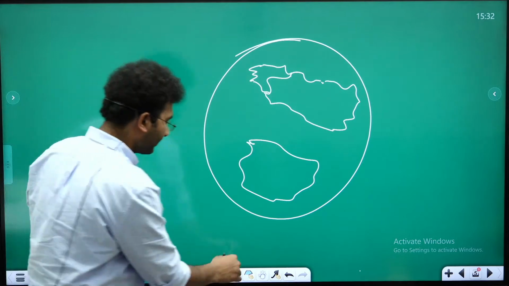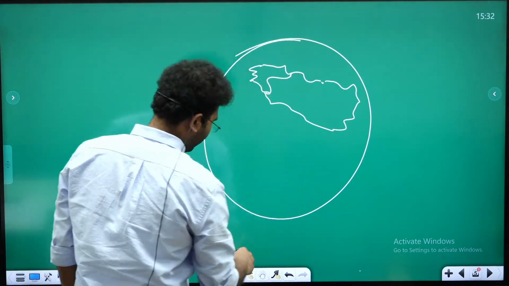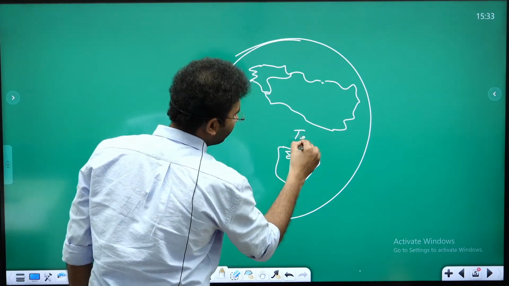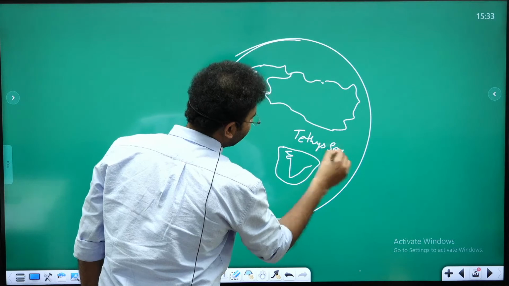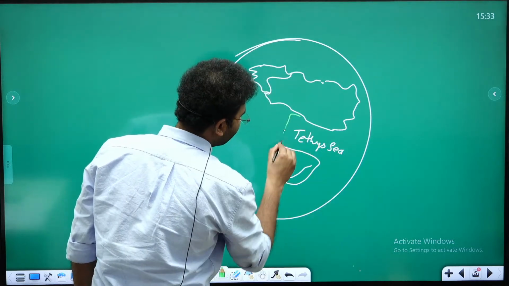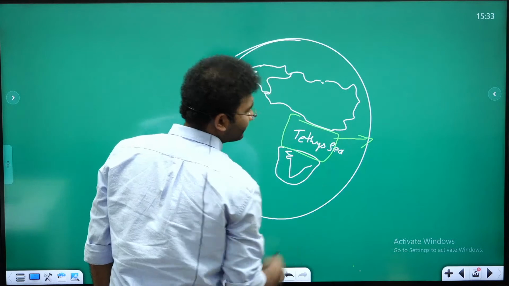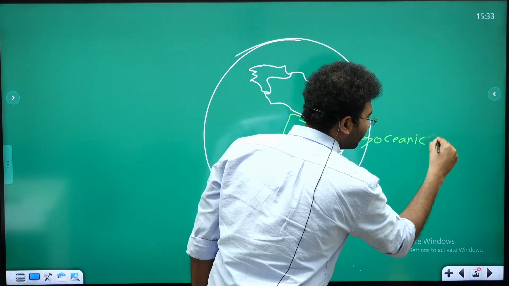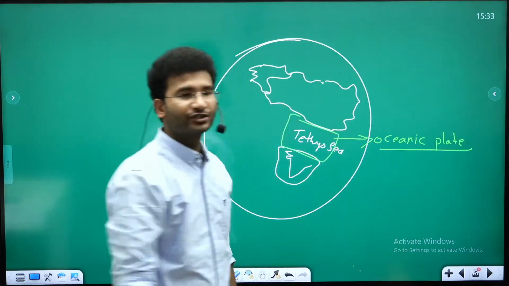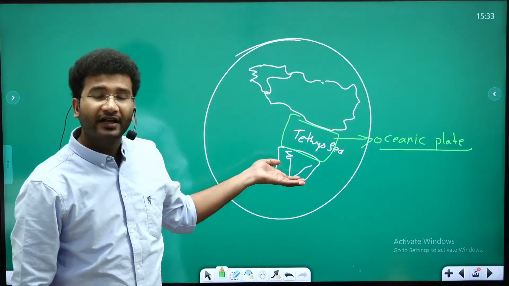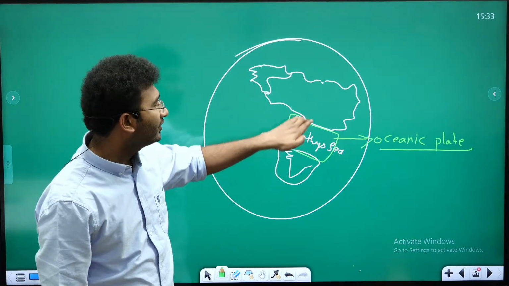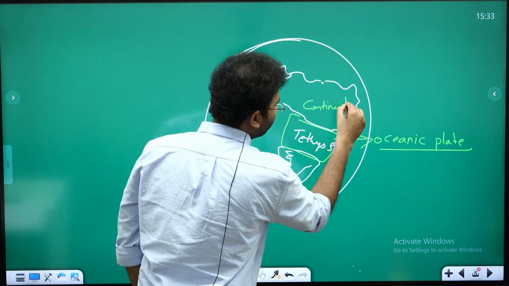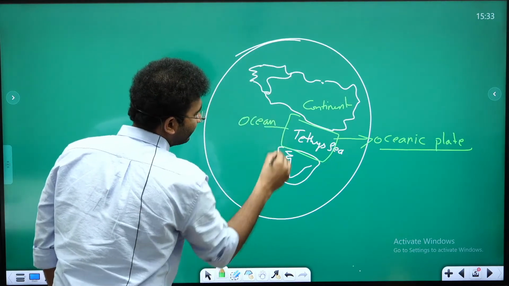Right? Come back. So you know that our Indian plate, which was earlier here, and in between you have the Tethys Sea. Now this Tethys Sea is nothing but the Tethys Sea plate. This is an oceanic plate. This is your oceanic plate. This ocean plate is actually colliding with the continental plate. Now this is your continent, this is ocean, and then you have a continent.